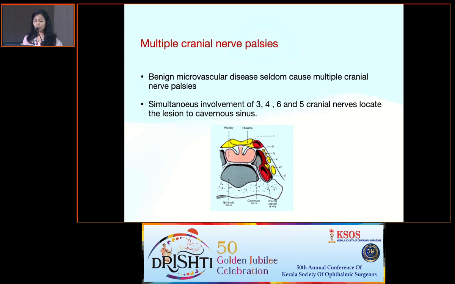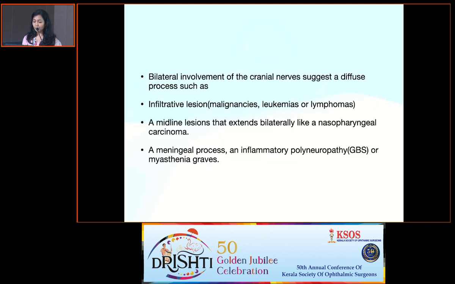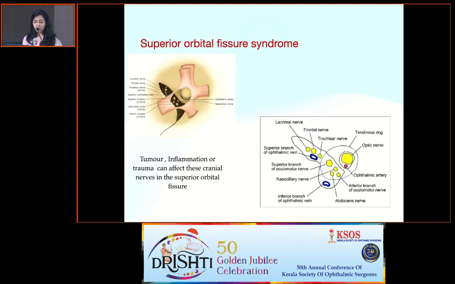As I said, in the superior orbital fissure, the multiple cranial nerves are there. So simultaneous involvement of the 3rd, 4th, 6th, and the 5th cranial nerve locates the lesion to the cavernous sinus. If there is bilateral involvement of the cranial nerves, it suggests a diffuse process like infiltrative lesions, malignancies, leukemias, or a midline lesion that extends bilaterally like nasopharyngeal carcinoma or a meningeal process. In the superior orbital fissure, we already said it will be multiple cranial nerves, and if the lesion is at the orbital apex, the optic nerve will also be involved, and the patient presents with decreased vision with multiple cranial nerve palsies.